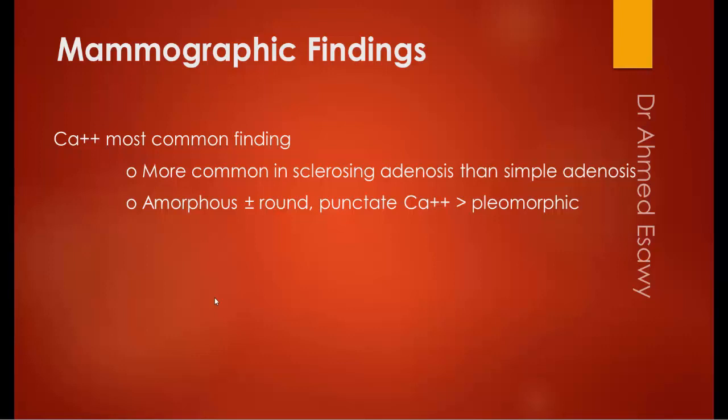Mammographic finding in fibroadenosis: calcification is the most common finding, more common in sclerosing adenosis than simple adenosis. Amorphous calcification may be round and punctate more than pleomorphic.